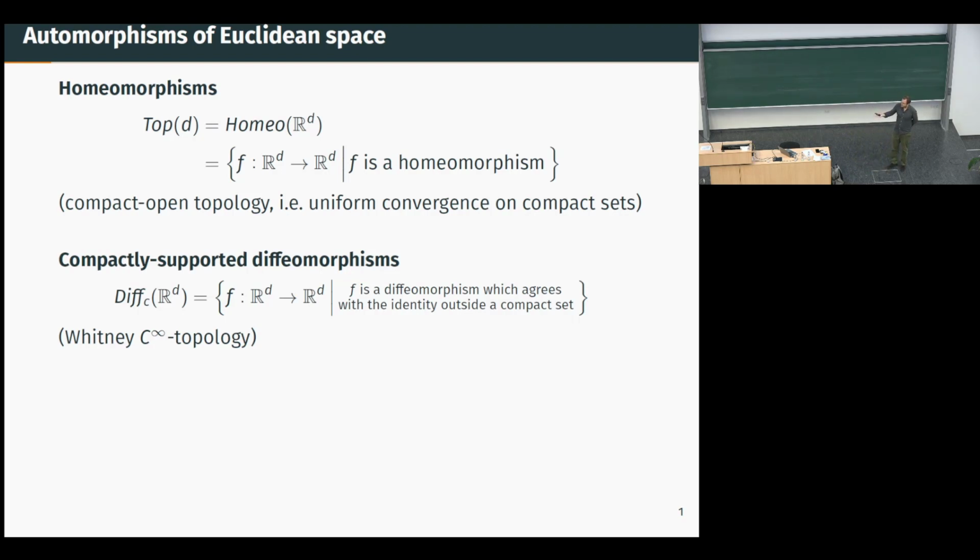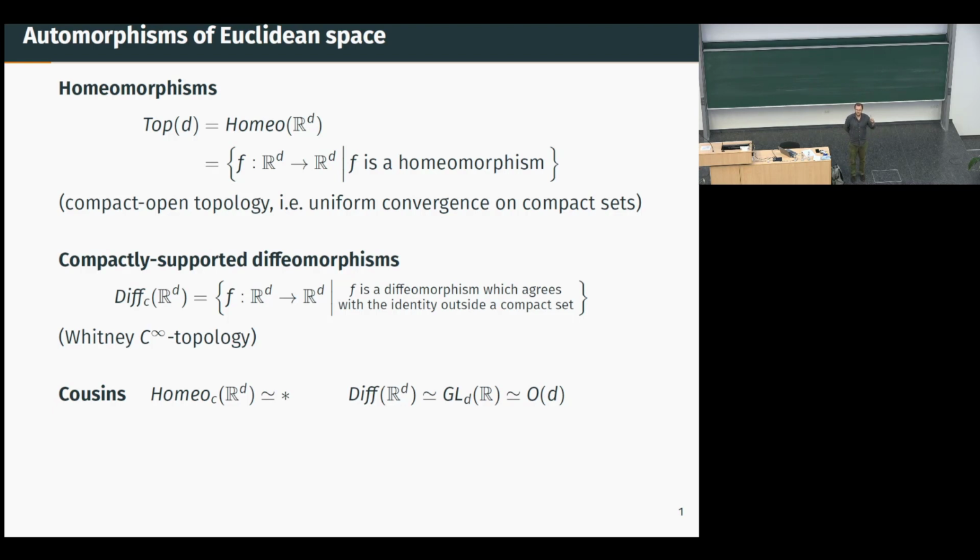But when I describe these two, there's also two obvious other characters I haven't mentioned, right? I could say homeomorphisms which are compactly supported, and I could say diffeomorphisms which are not compactly supported. And those, it turns out, are both much easier, and we know everything about them. So these are the two cousins of the two things I'm talking about.